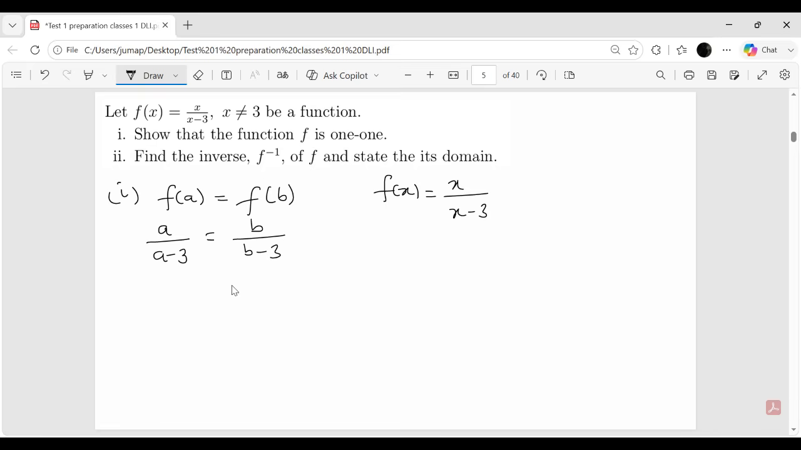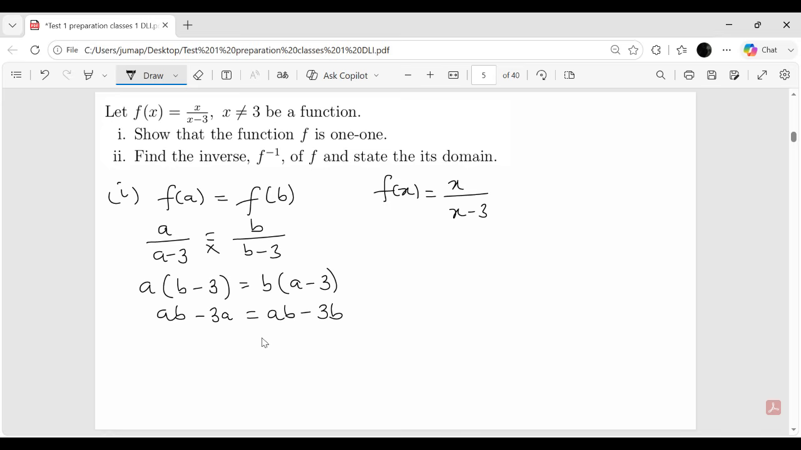Okay, so when this is the case, you're going to cross multiply. You're going to have your A multiplying with B minus 3. And then it is going to be equals to B multiplying with A minus 3. That is what you're going to have. So I'll multiply here. I'm going to have AB minus 3A is equals to AB minus 3B.